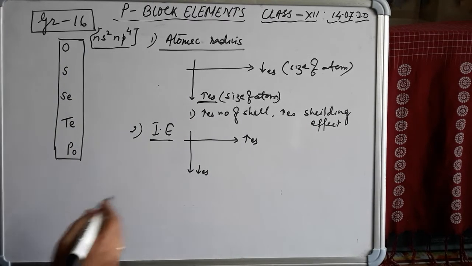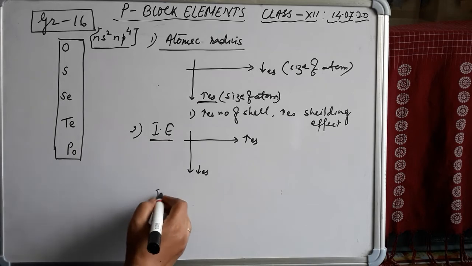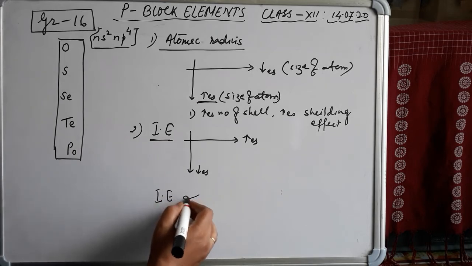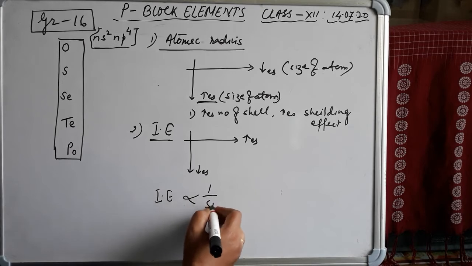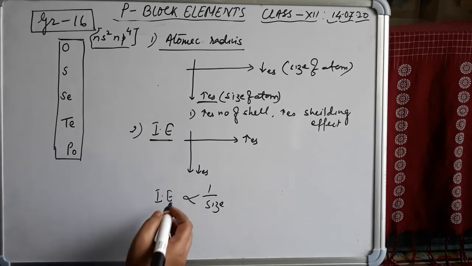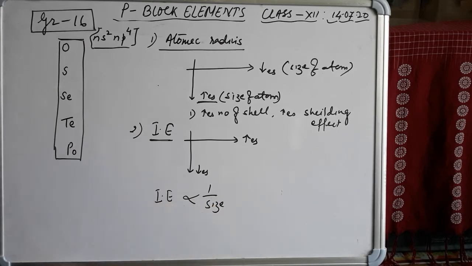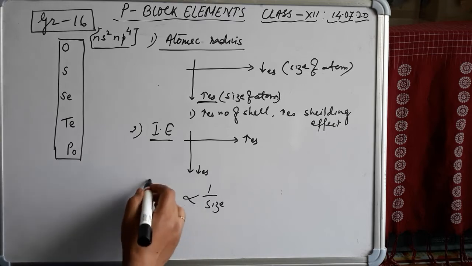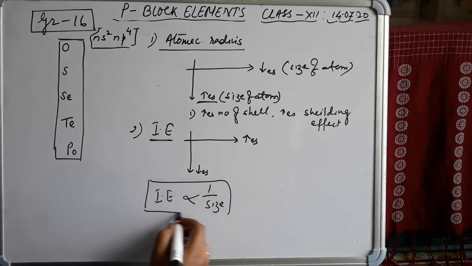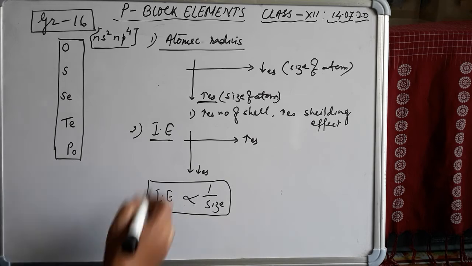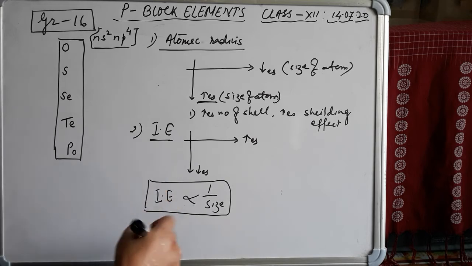And as we know, there is a relation between ionization enthalpy and size of atom. Ionization enthalpy is inversely proportional to the size of atom. As the ionization enthalpy increases, size of atom decreases. Ionization enthalpy decreases, size of atom increases. So this is the simple relation between the ionization enthalpy and the size of atom.